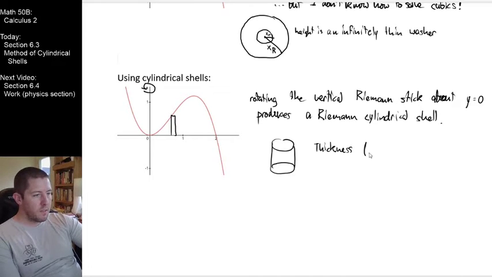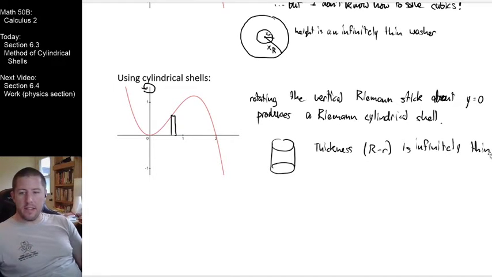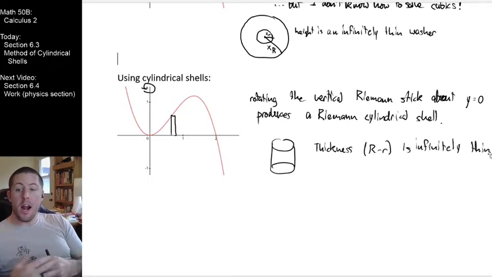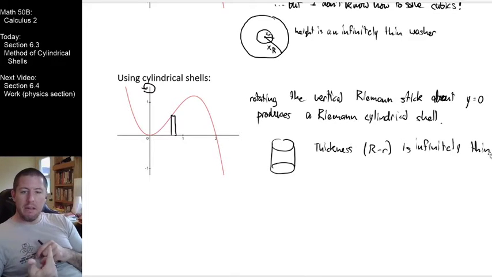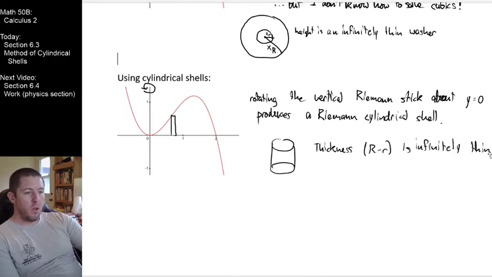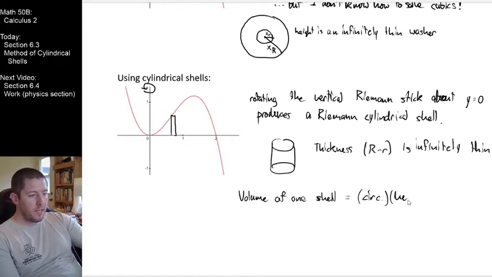Here we're thinking our thickness, R minus r, is infinitely thin. Right? There's in a sense this outer radius and inner radius, but as we allow our number of subdivisions, our number of shells, to tend to infinity, the shells themselves must become infinitely thin along the way. Right? So what we're thinking to ourselves is the volume of one shell, that's going to be our circumference times our height times our thickness.